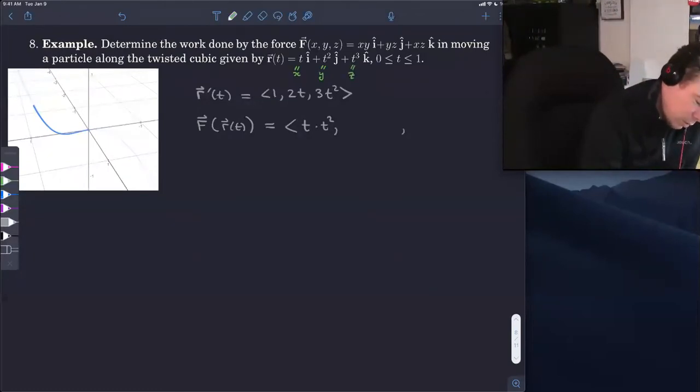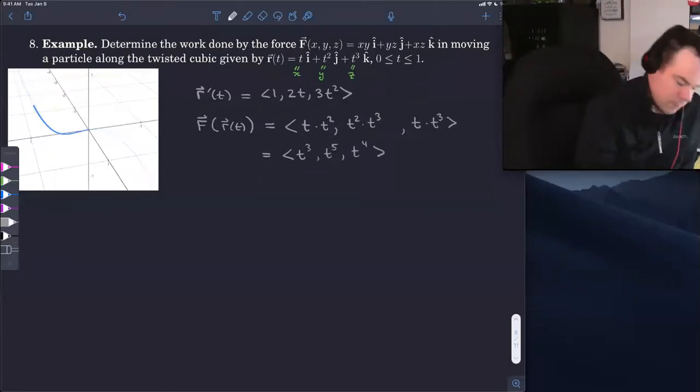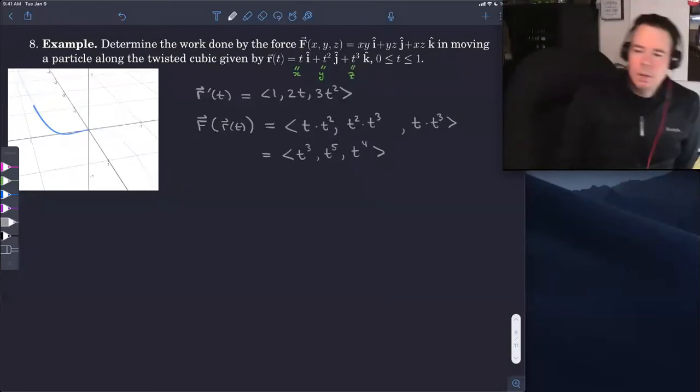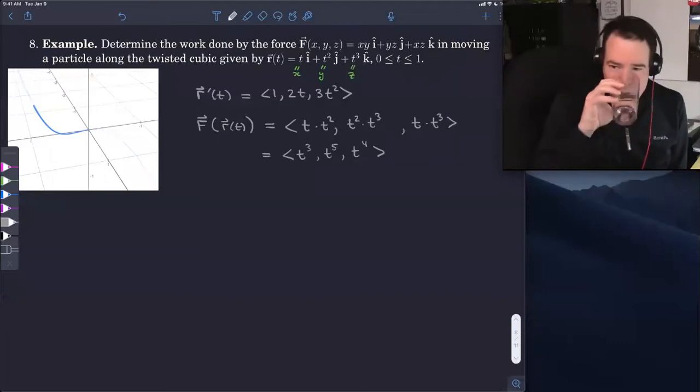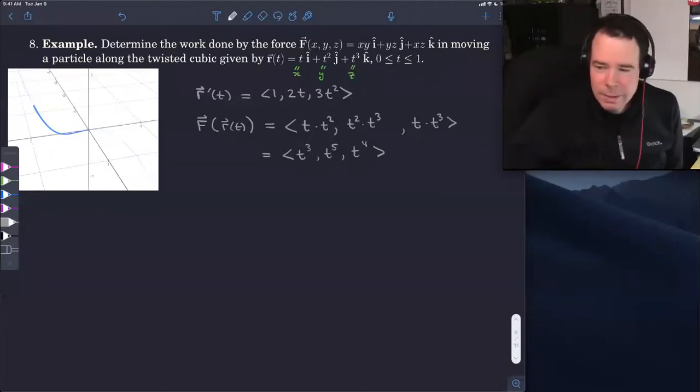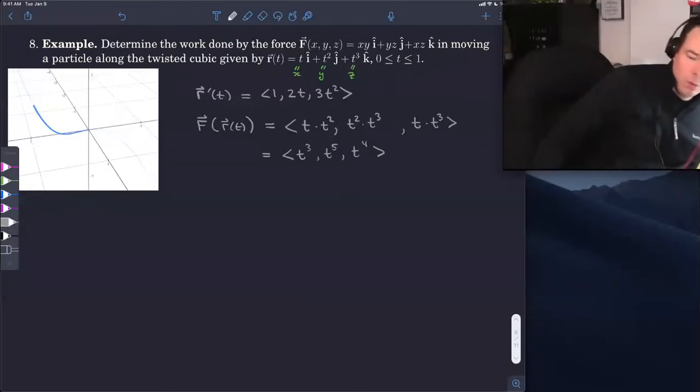So the next component is y times z, so that's t squared times t cubed. And the last component is x times z, so that's t times t cubed. So that becomes t cubed, t to the 5th, and t to the 4th. That's the value of the force field on the points that live on the curve. And those are the only ones we care about.